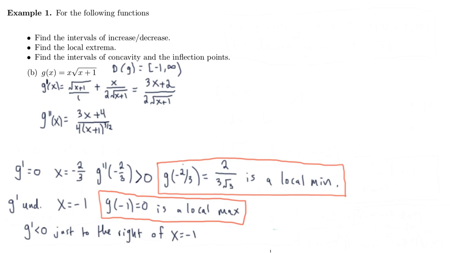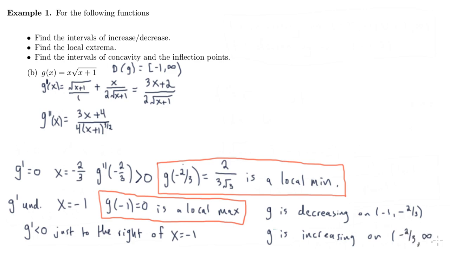So that actually tells us our intervals of increase and decrease too. So g is decreasing from -1 to -2/3, and then g is increasing from -2/3 to infinity for the rest of the domain. Okay, cool. So hopefully that makes sense. It can be a little tricky to reason through all of this, but that's what we have.